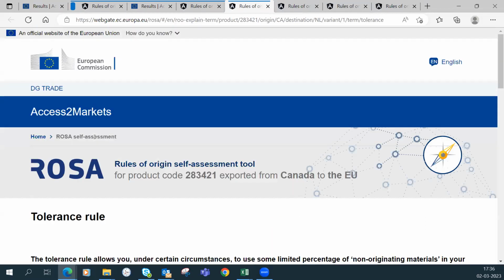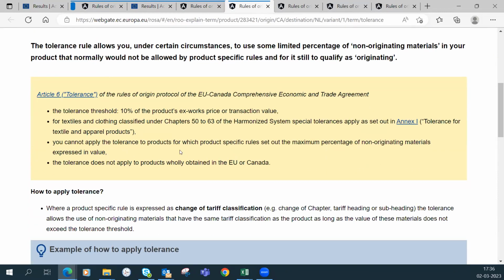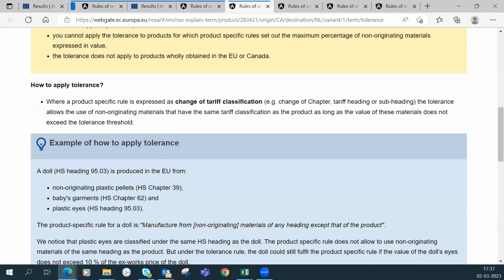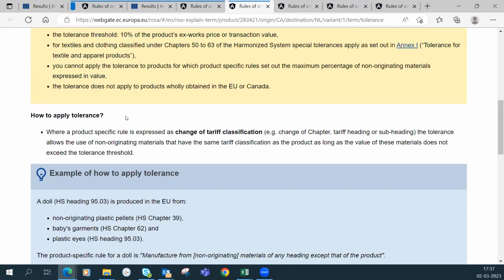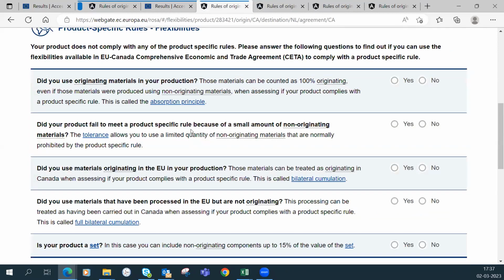So I don't know exactly what it means. Again, I click there and you have the explanation of the value of the tolerance allowed under the EU-Canada Comprehensive Agreement, and also an explanation of how to apply this tolerance. So again, you have all the relevant information. And for example, you can say, okay, finally I can apply the tolerance. I use non-originating material that is within the limit of the tolerance. So yes, I can use the tolerance, but I cannot use absorption.